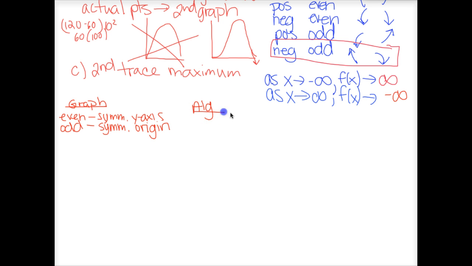Algebraically, we said that you have to plug in negative x where x was in the original function. If what you get is the same as the original, it gives you the same thing as f of x, then it's even. If you plug in negative x for x and you get negative 1 times the original, then it's odd. Remember that if it doesn't fit into one of these categories, then it's neither even nor odd.